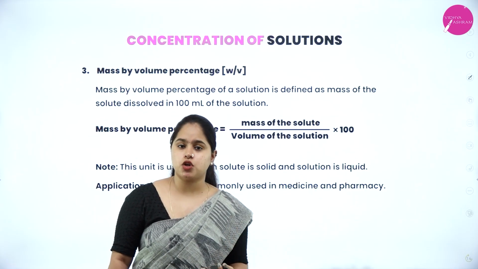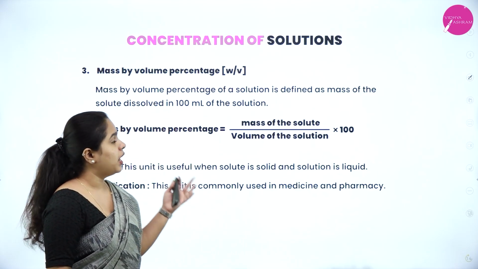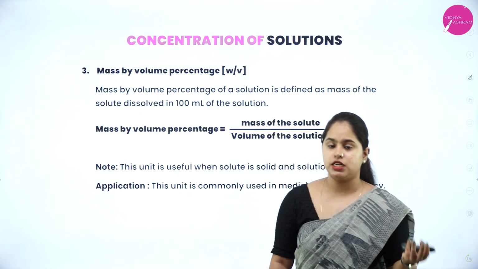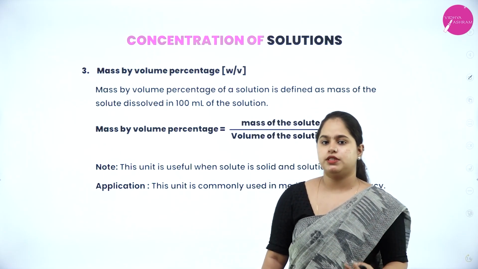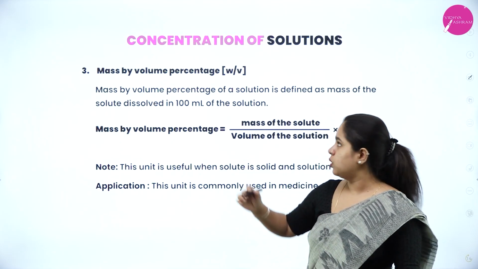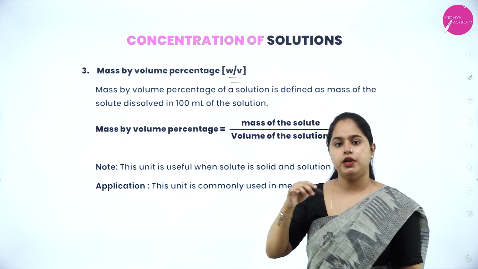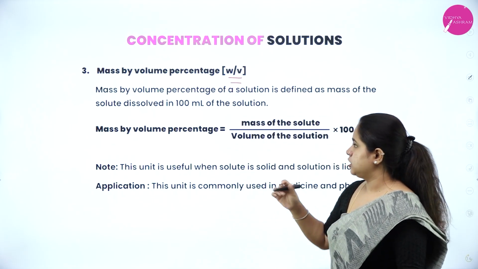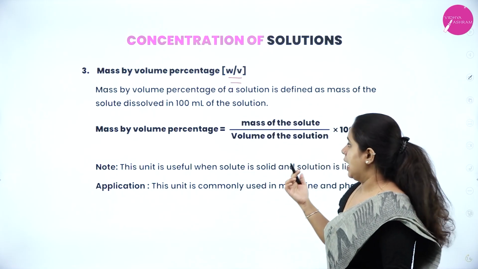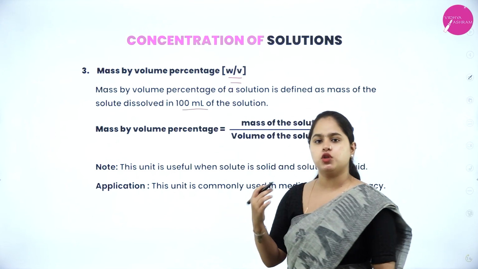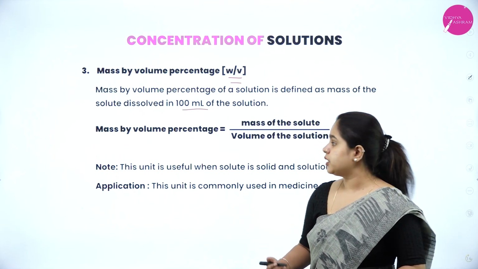Now moving on to the next concentration term, that is mass by volume percentage. We studied mass by mass percentage, volume by volume percentage. Now we are studying mass by volume percentage. So it is represented by W by V. Clear? Now mass by volume percentage of a solution is defined as mass of solute dissolved in 100 ml of solution. So how you can calculate it?